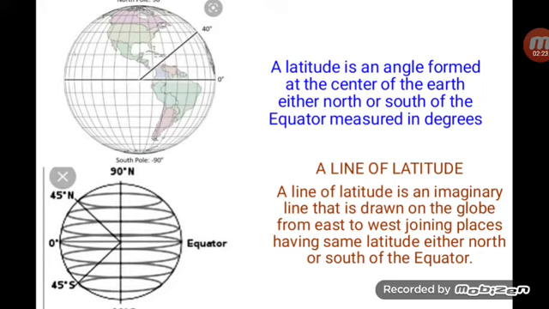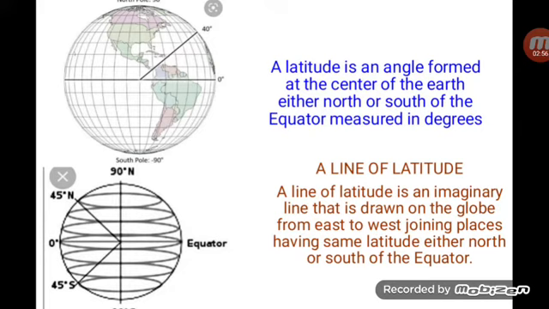Now when we join these angles, we get 45 degrees north with the help of a straight line or a circle, and we join the 45 degrees south line with the help of a circle or a straight line, we get the 45 degrees north latitude line and the 45 degrees south latitude line. Similarly, you can see there are other circles or lines which have been drawn on the globe taking into consideration the different angles which are formed from the center of the earth.